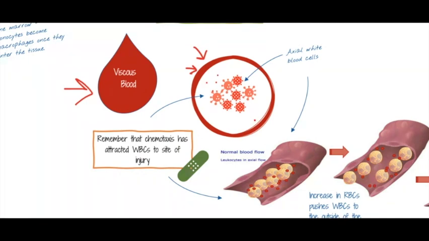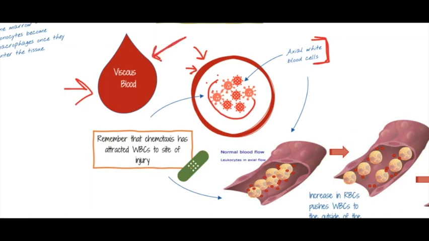venule. So you remember that through chemotaxis, which is the calling of those white blood cells by prostaglandins and leukotrienes and histamine and what have you, those white blood cells have been called to the area of injury. But what happens is white blood cells tend to hang out in the center of the venule. We call them axial. They're axial white blood cells. And what that means is, you can see in this picture here, they're all hovering in the middle here, right?